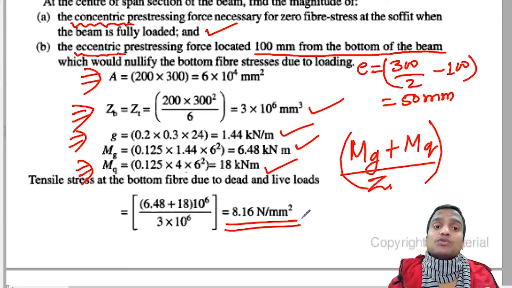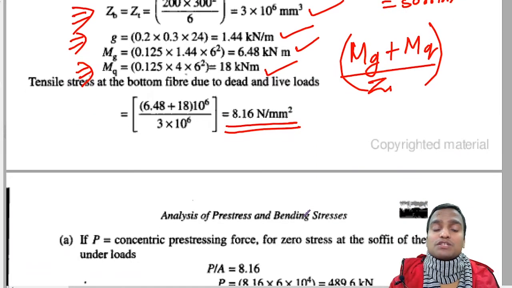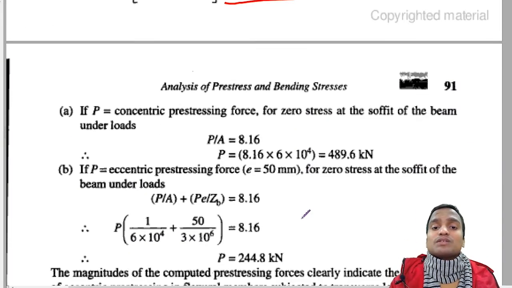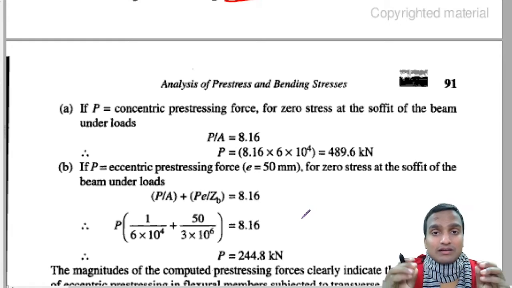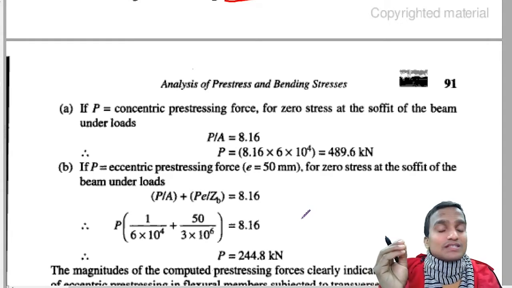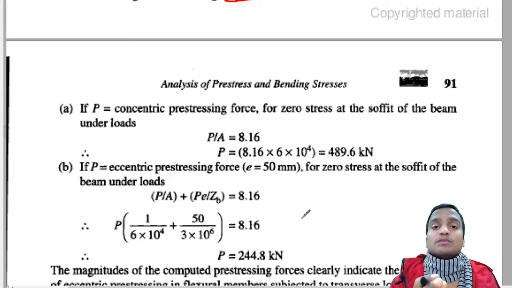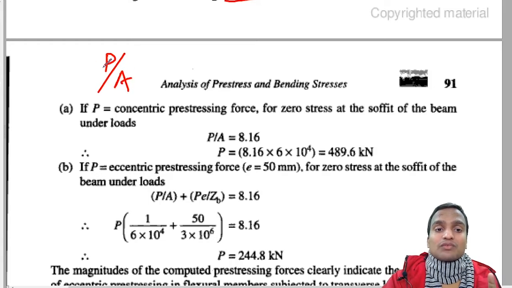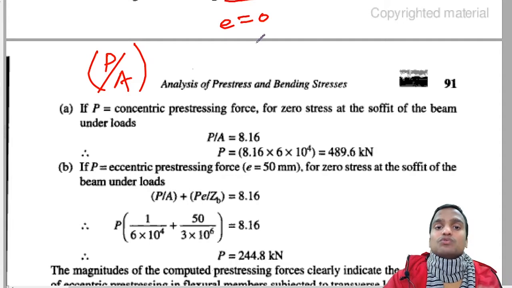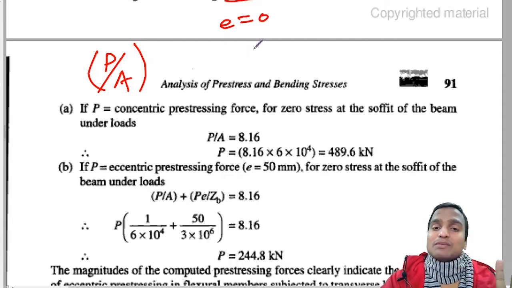How? By applying a concentric pre-stressing force, and you must be knowing that in concentric pre-stressing force the tendons pass through the centroid and there is no eccentricity provided to the tendons. So there will be no eccentric bending moment due to the pre-stressing. So there will be only direct compression P by A in concentric pre-stressing force, because the e value was equal to 0. So Pe by Z will be equal to 0 in concentric pre-stressing.